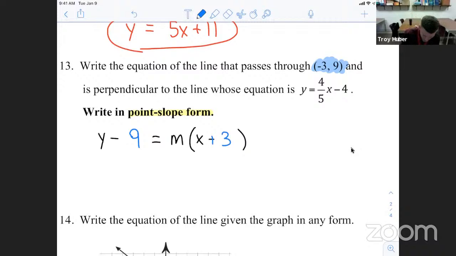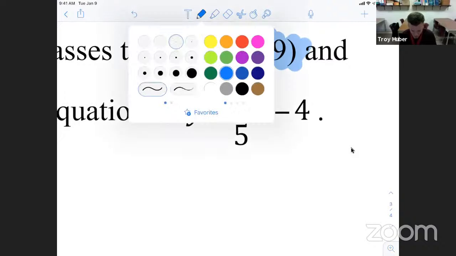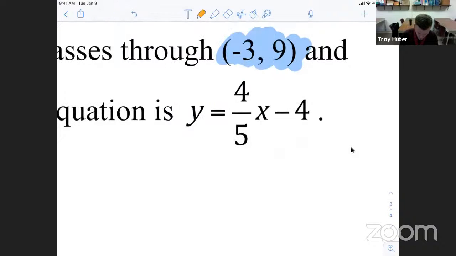Well, that's this part right here, perpendicular to the line whose equation is y is equal to 4 over 5x minus 4. All right. Well, we know it has something to do with this equation. So I want to find the slope of this equation. And this is in slope-intercept form. So remember, in slope-intercept form, your slope is right before that x. So here I could say your slope is equal to 4/5.